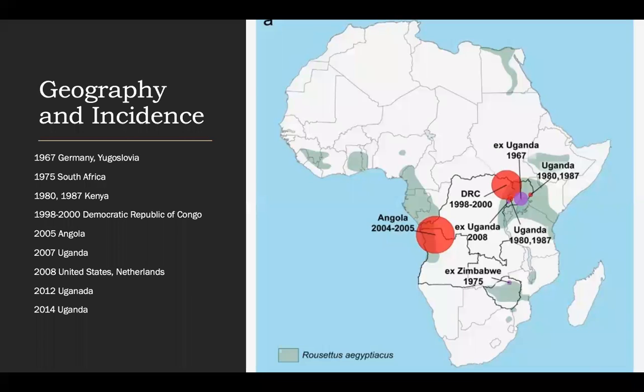As far as the geography and the number of incidents that have happened, the first incident that I spoke about was in Germany in 1967. There were 29 cases and 7 deaths. Also in 1967, there was another incident in what was Yugoslavia at the time. Since then, in 1975, South Africa had an outbreak, and in 1980, and 1987, Kenya had an outbreak. In 2005, Angola had an outbreak, and it was a very severe outbreak. It ended up with 374 cases and 329 deaths. In 2007, Uganda, 2008, the United States and the Netherlands both ended up with a case, and I'm sure many of you had heard of that. That was our Ebola scare that most of us heard or read about at some point in time. Then more recently, in 2012 and 2014, Uganda has seen two outbreaks as well.